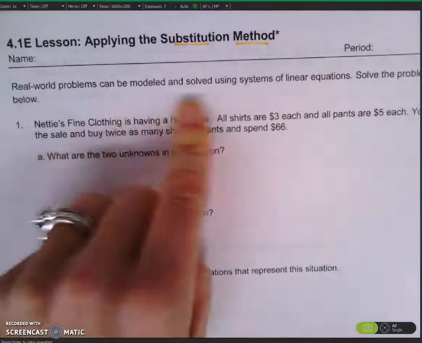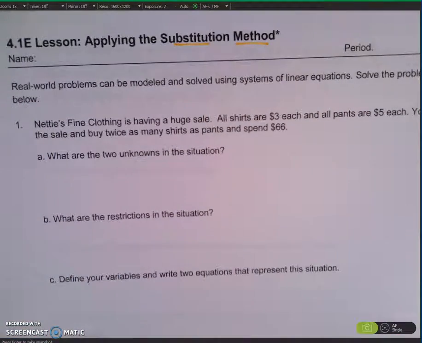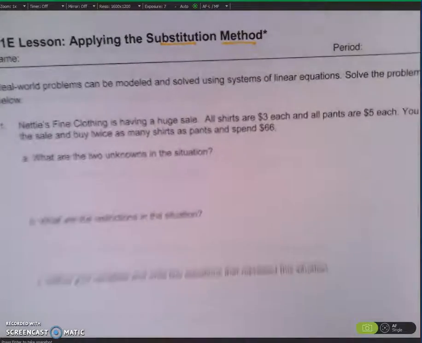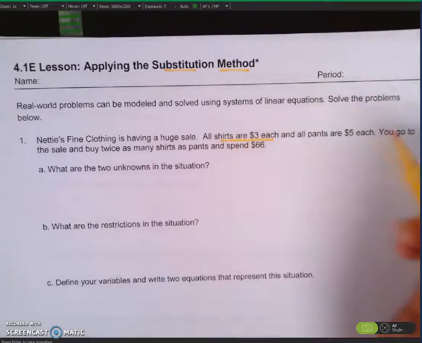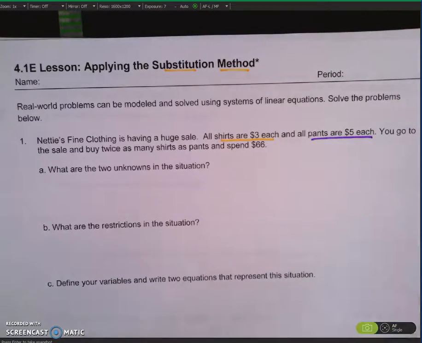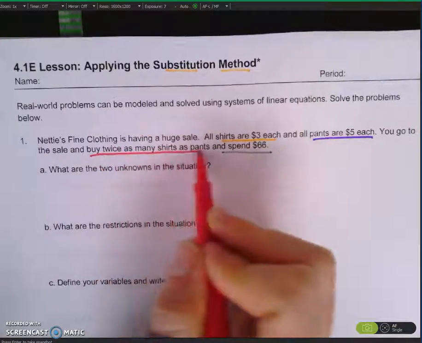Real-world problems can be modeled and solved using systems of linear equations. Solve the problems below. Let's take a look at Nettie's Fine Clothing. They're having a huge sale. All shirts are $3 each, and all pants are $5 each. You go to the sale and buy twice as many shirts as pants and spend $66. Read the problem again and underline the important information. Something you might have underlined are shirts are $3 each. Pants are $5 each. You spend $66 and you buy twice as many shirts as pants.